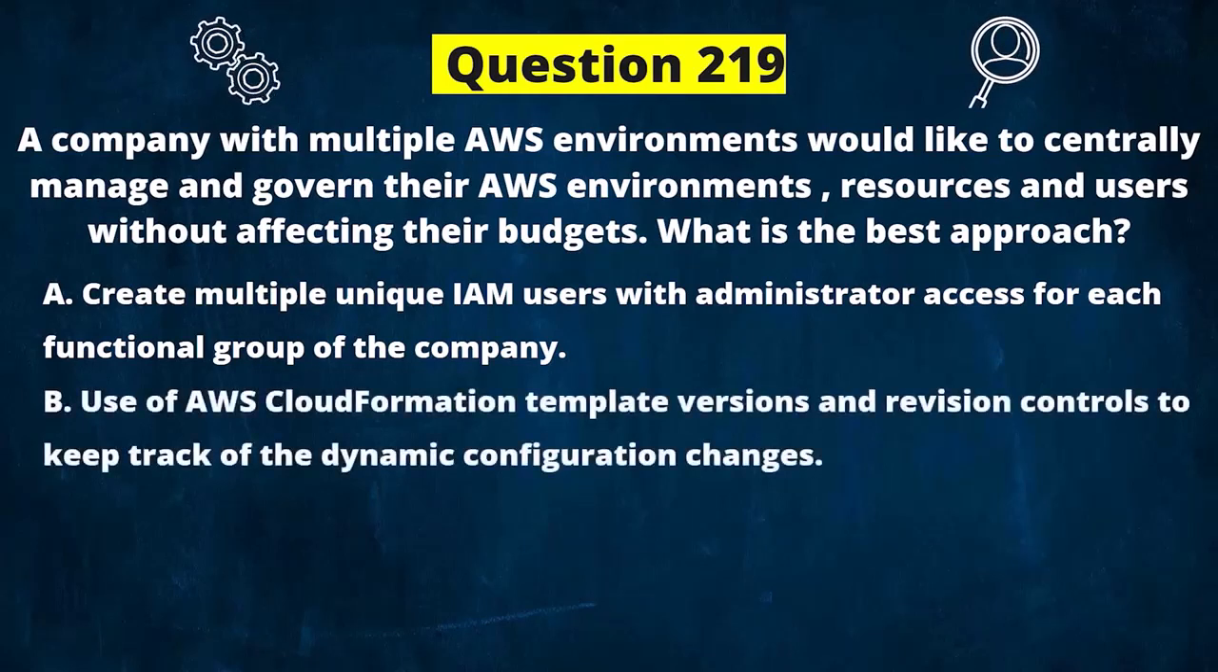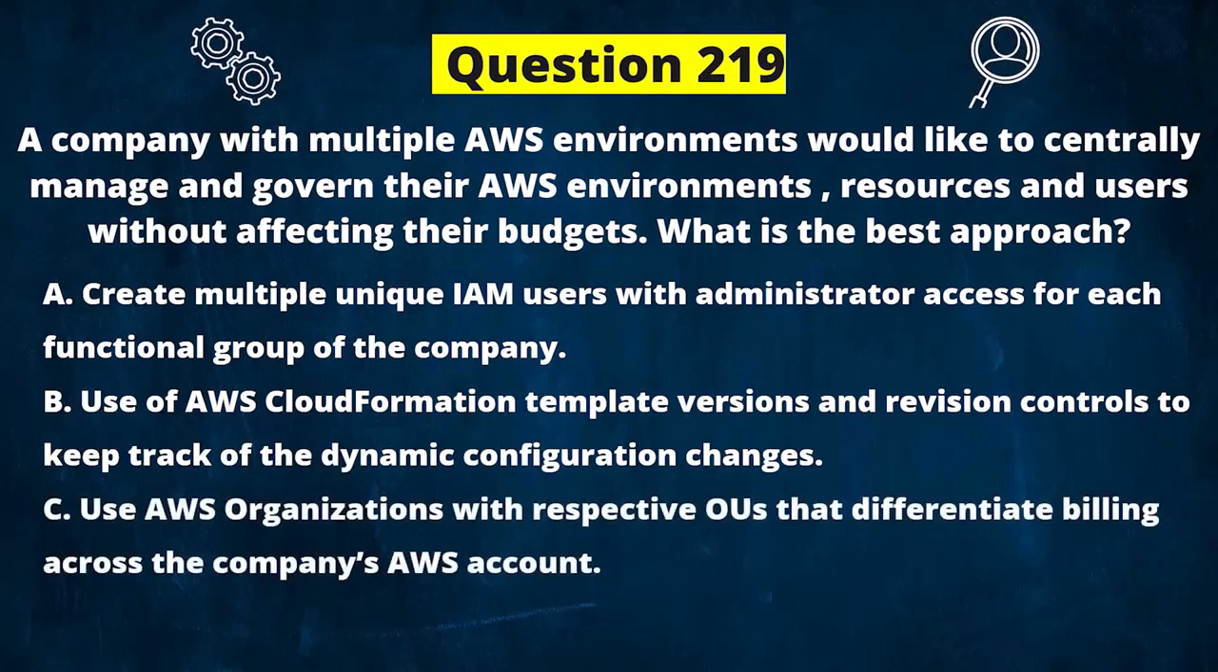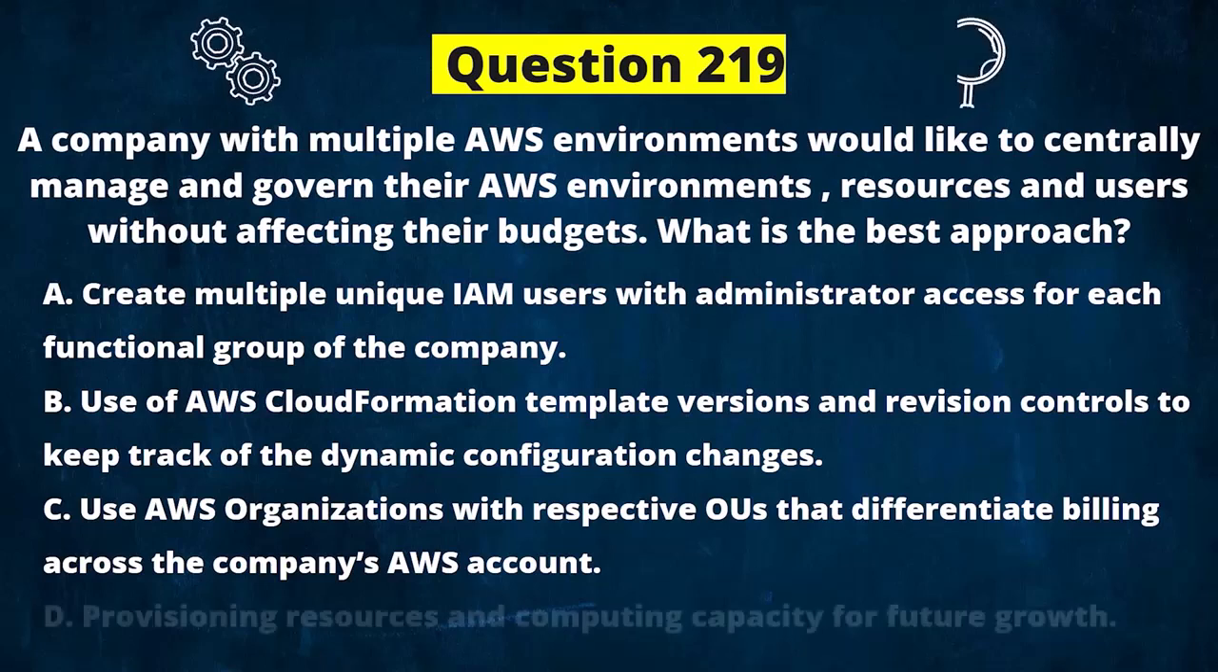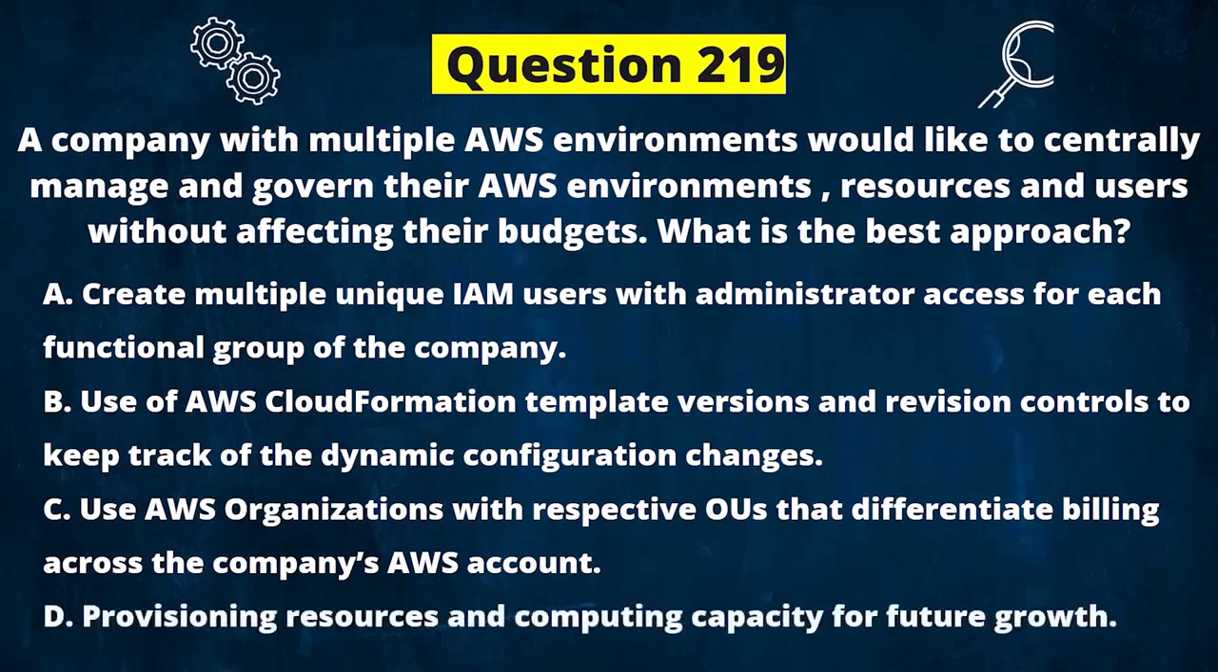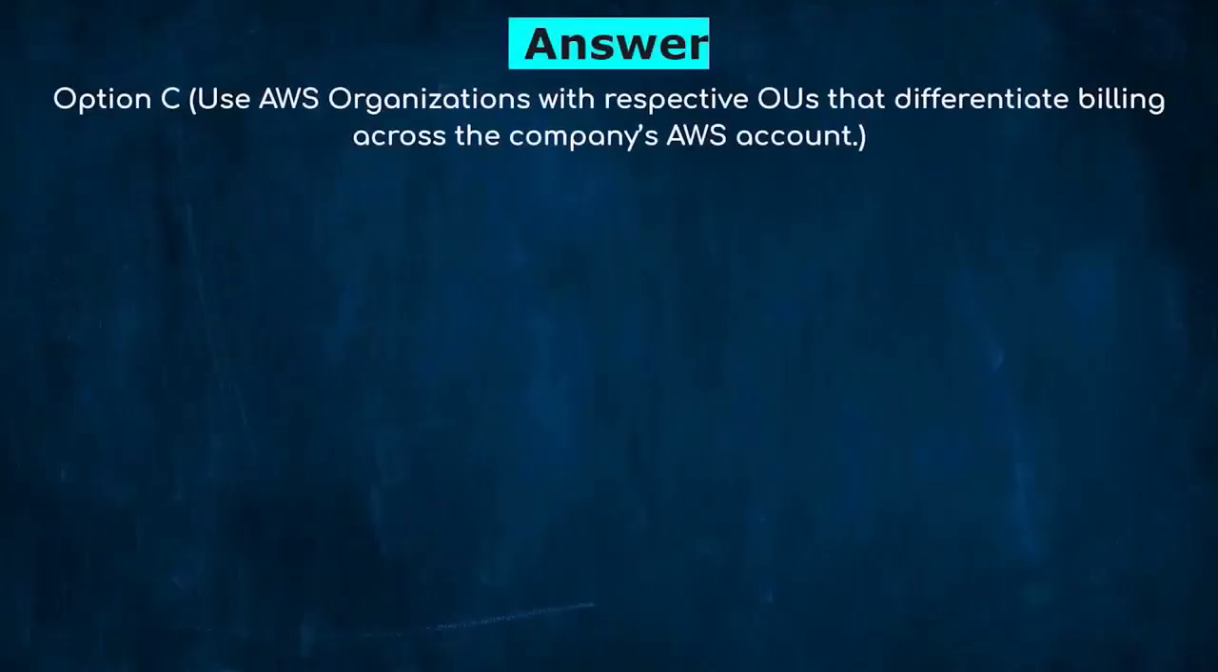B. Use AWS CloudFormation template versions and revision controls to keep track of the dynamic configuration changes. C. Use AWS Organizations with respective OUs that differentiate billing across the company's AWS accounts. D. Provisioning resources and computing capacity for future growth. And the correct answer is option C. Use AWS Organizations with respective OUs that differentiate billing across the company's AWS accounts.